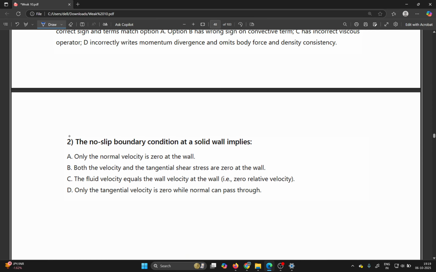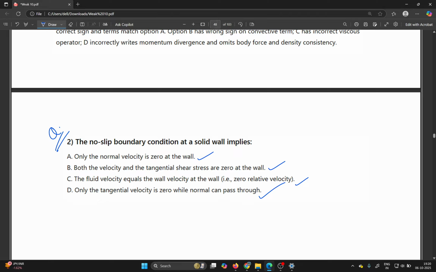Next question, a very easy question. Question number 2. The no slip boundary condition at a solid wall implies: A, only the normal velocity is 0 at the wall. B, both the velocity and the tangential shear stress are 0 at the wall. C, the fluid velocity equals the wall velocity at the wall, that is 0 relative velocity. Option D, only the tangential velocity is 0 while normal can pass through. So you have the 4 options. Just think on that. This is a very easy question.